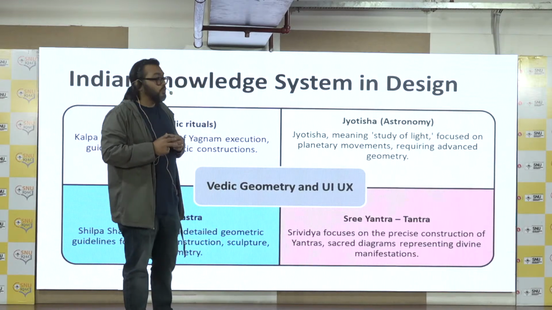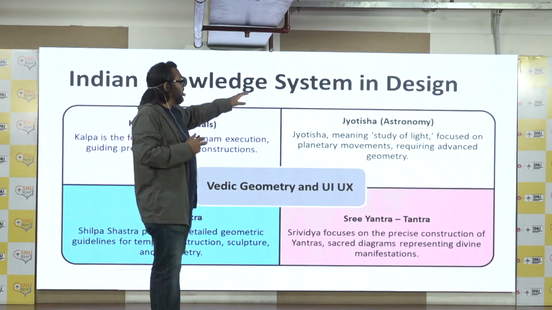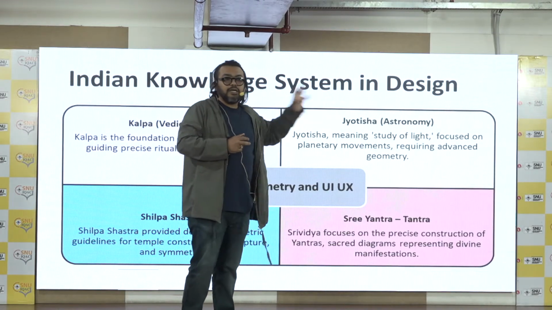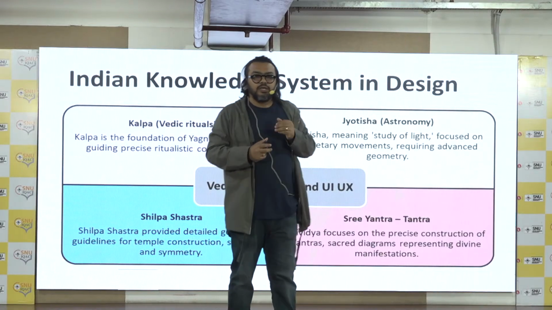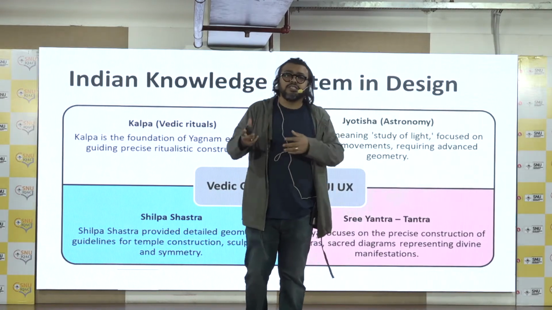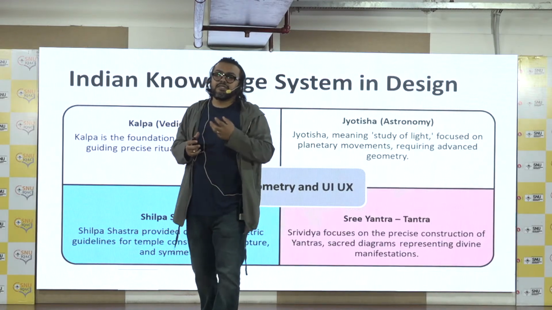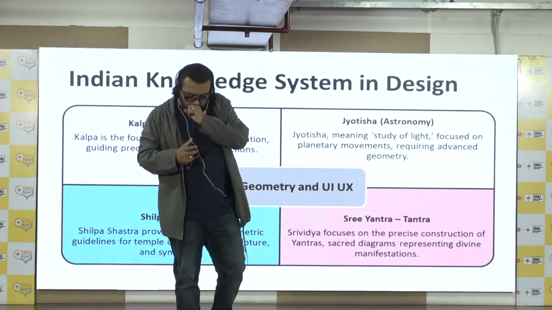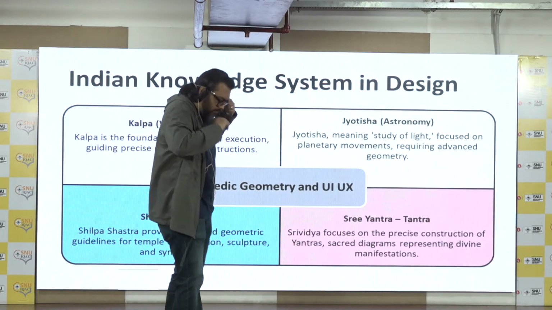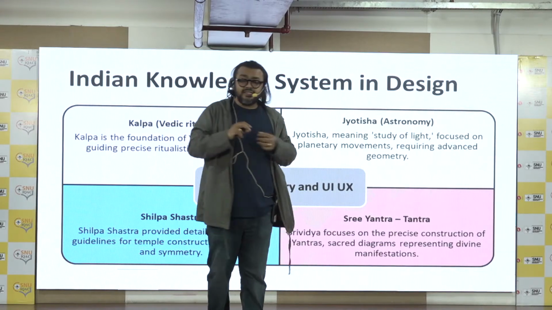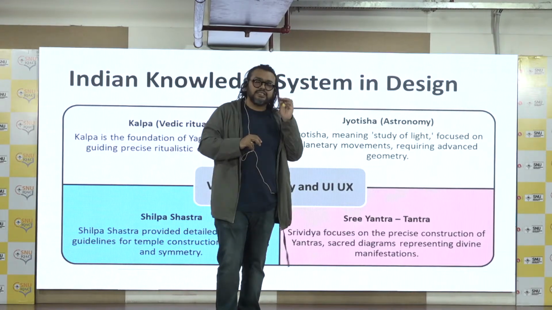Second is the Jyotisha. Jyotisha, though it is called astronomy, has nothing to do with the Jyotish that we see today. Jyotisha simply means the understanding or study of light.